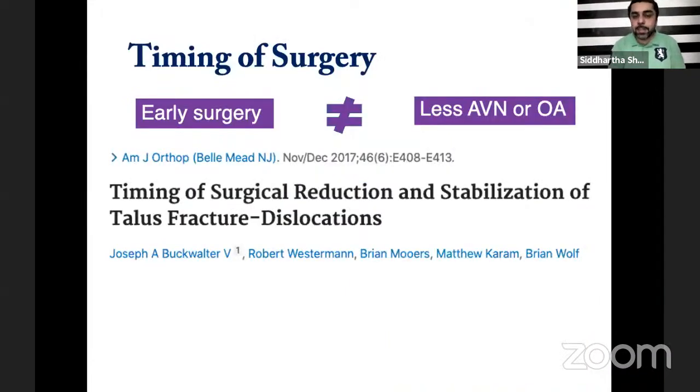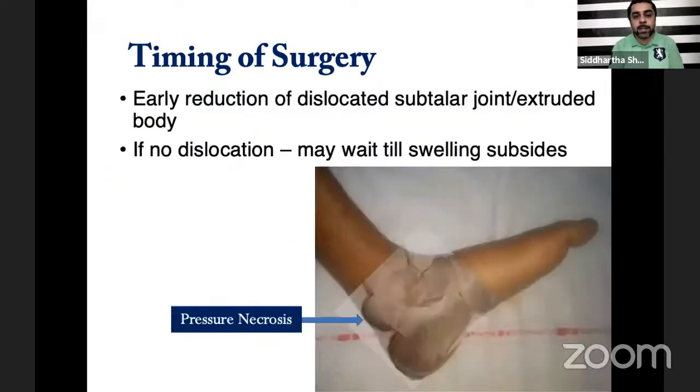Now, when do you do surgery for these cases? Earlier it was thought the earlier you operate, the lesser the AVN, but it has been shown that it is important to reduce dislocations acutely, but early surgical intervention like operative fixation really does not decrease the risk of AVN or post-traumatic arthrosis. However, if you have a talar neck fracture with dislocation, you want to reduce this.